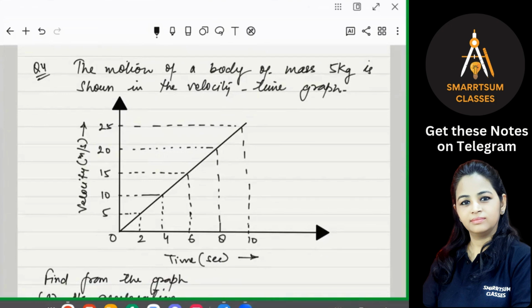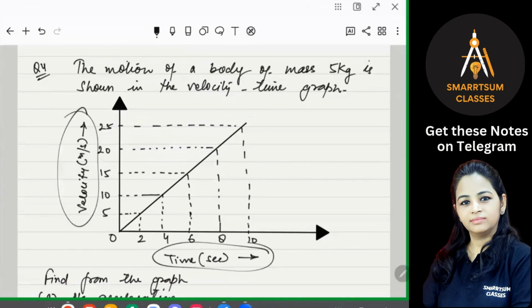Now look at this question. Question number 4. The motion of a body of mass 5 kg is shown in the velocity time graph. Right? So there is a body of mass 5 kg and its motion is described by this velocity time graph, as you can see in the figure. On the x-axis we have time in seconds, and on y-axis there is velocity in meter per second.